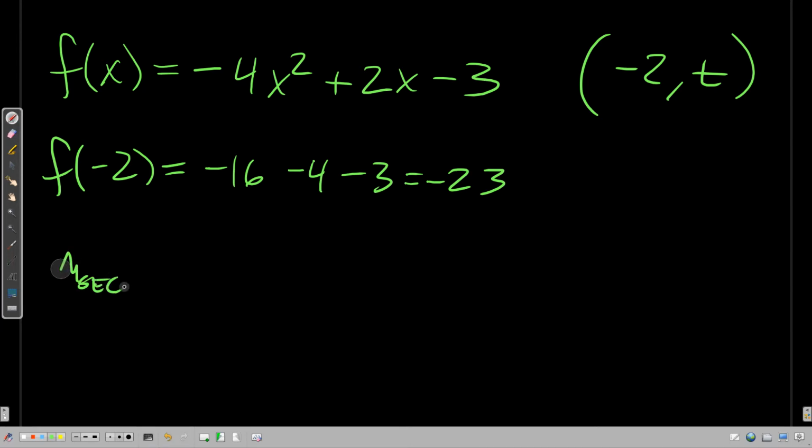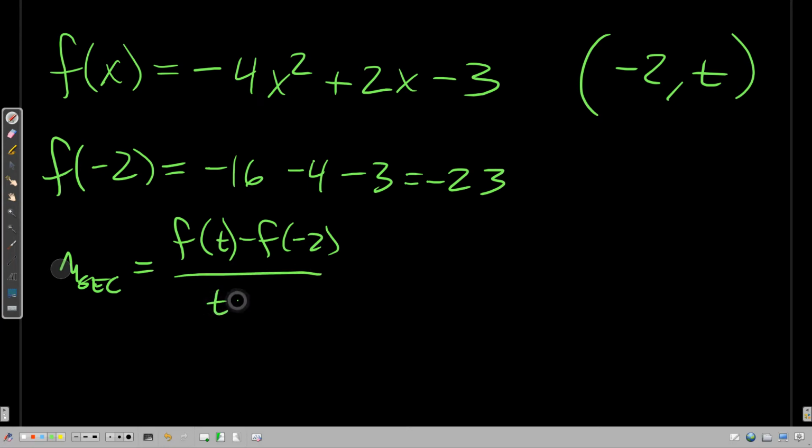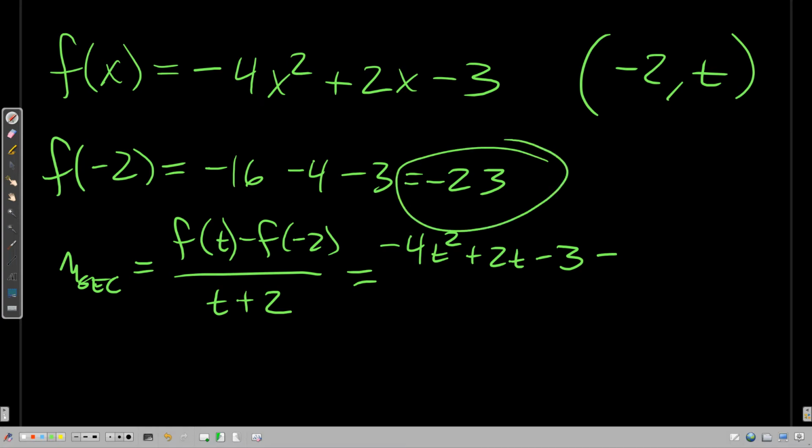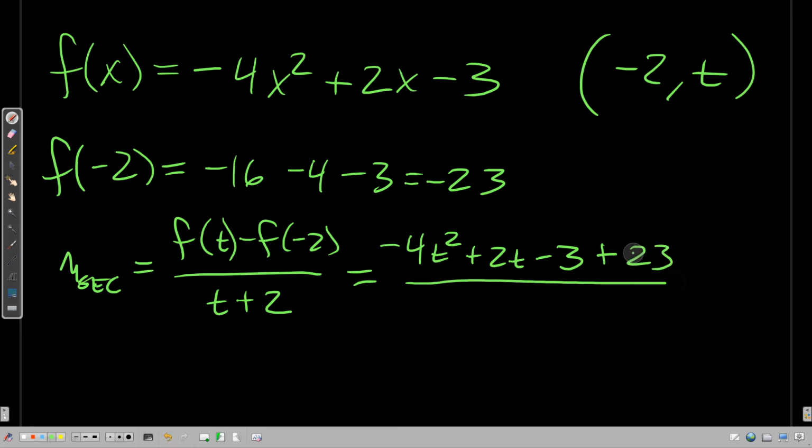The slope of the secant line will be f of t minus f of minus 2 all over t minus negative 2, and f of t is just a rewriting of the exact function, but with a t instead, and then minus f of negative 2. And I already learned that f of negative 2 is negative 23, so this will be minus a negative 23. There we are. And then over t plus 2.